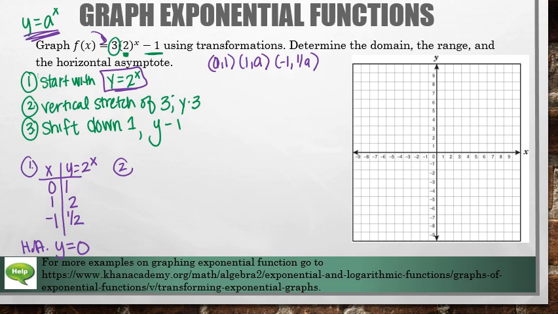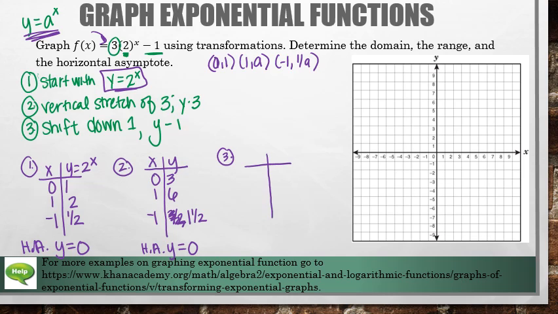Step 2 is the vertical stretch, multiplying our y values by 3. So that becomes (0, 3), (1, 6), (-1, 3/2), or 1 and a half. I'll write it as 1 and a half because that's a little easier to see where it goes. Our horizontal asymptote is a y value, so it gets multiplied by 3, and 3 times 0 is just 0. Now I'll take my y values and do step 3, which is subtracting 1. So I get (0, 2), (1, 5), (-1, 1/2). And when I take my horizontal asymptote and shift it down 1, it becomes y equals negative 1.